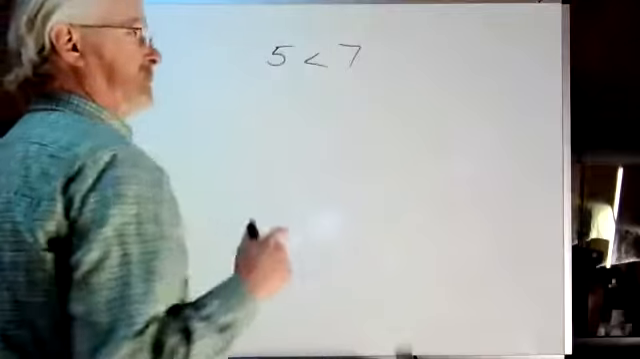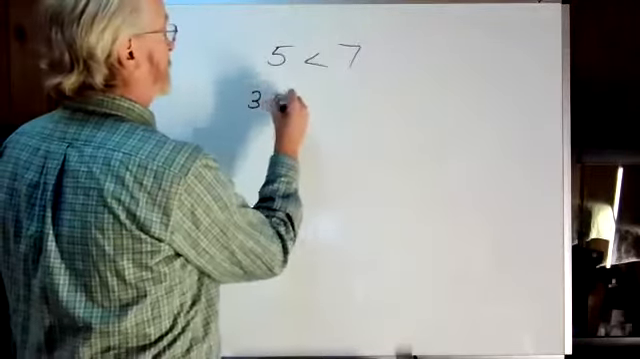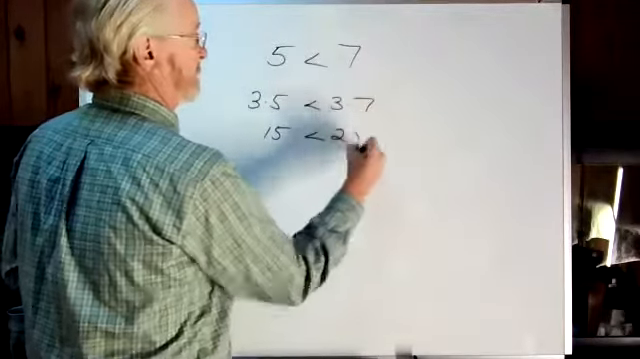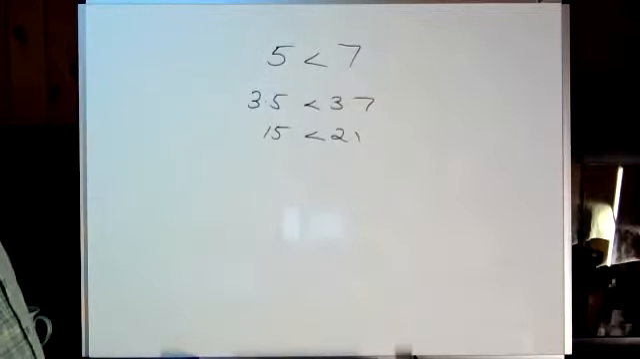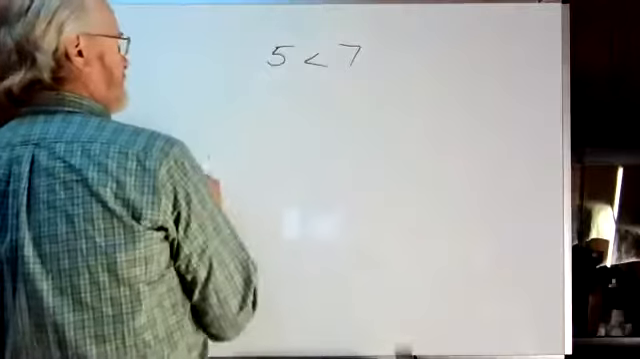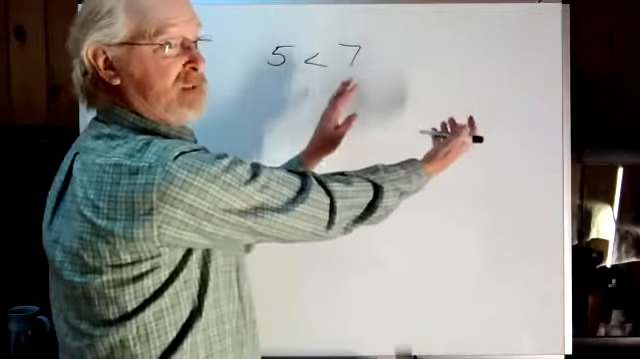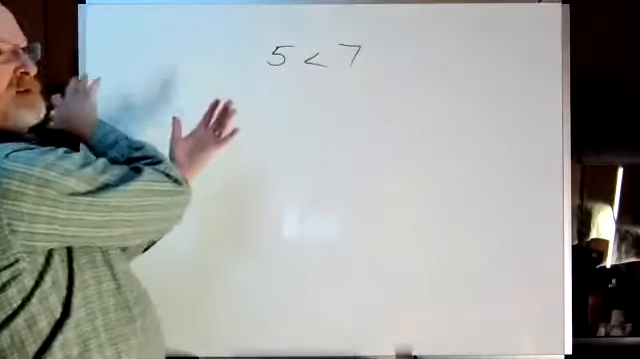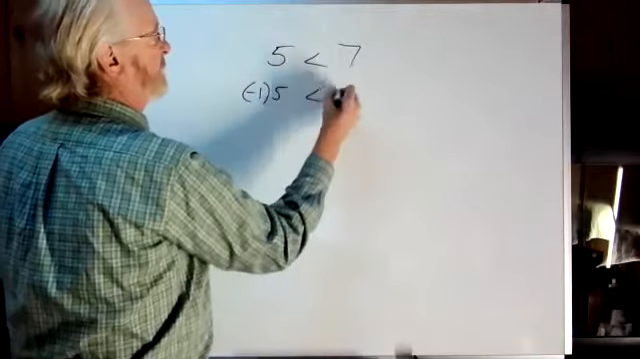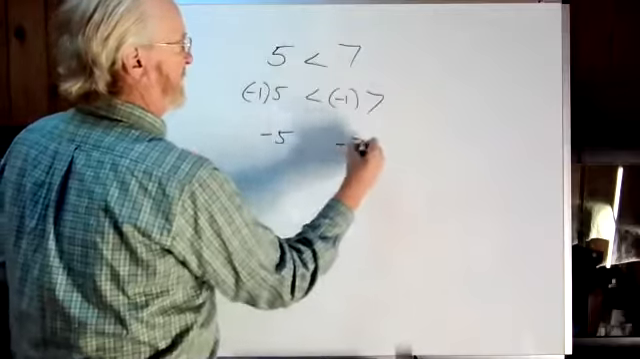I can actually multiply both sides by a positive number and it's still true, right? It's still true. But look what happens if I multiply by a negative. Basically, I would say I've got a 5 and a 7 out on this end of the number line. If I make them both negative, it flips the relationship. What if I multiply them both by a -1? Now I've got -5 and -7 here.